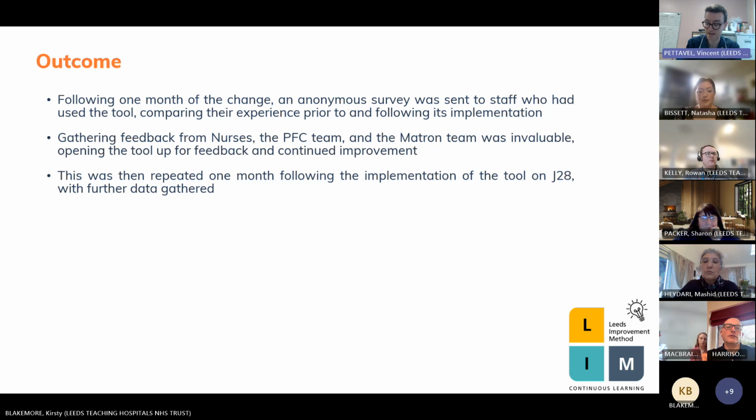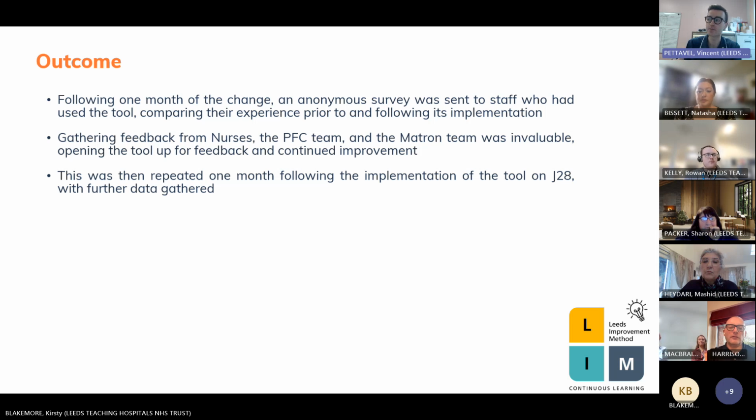Next slide, please. In terms of an outcome, we used an anonymous survey to get some results. We expanded that to not just the nursing team, but to other stakeholders, the matron and PFC being the obvious candidates in terms of who this would affect first and foremost. We compared their experience before using this tool and after using this tool. And we did some other things. For example, we did some unit monitoring beforehand to measure how long that took.